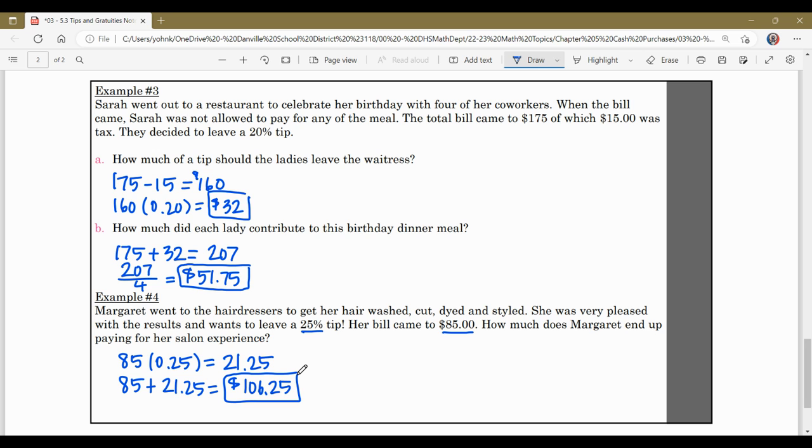All right, kids, so make sure you always read the problem carefully to see if you're going to be tipping on the pre-tax or the after-tax amount.